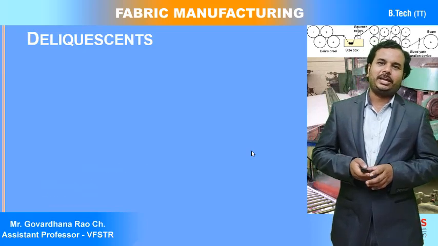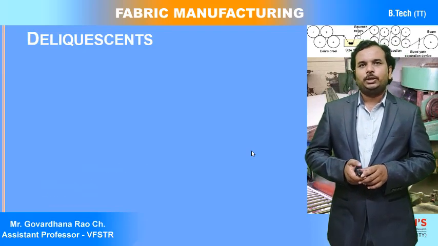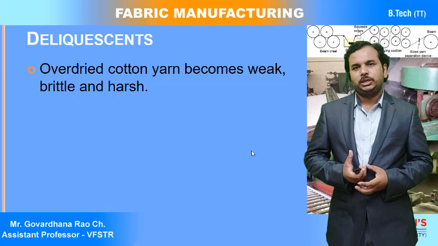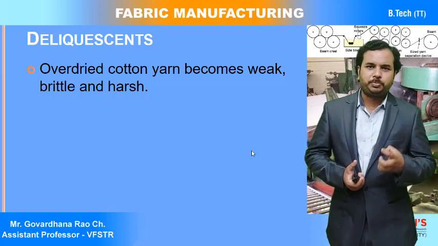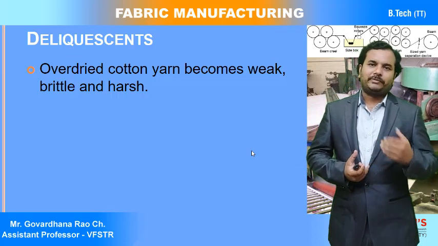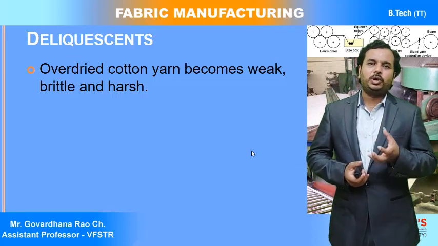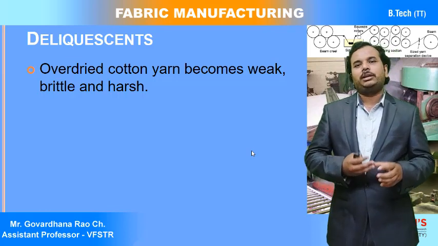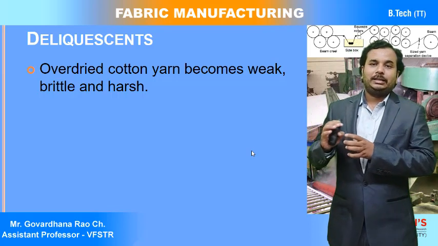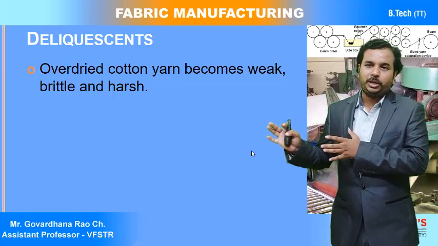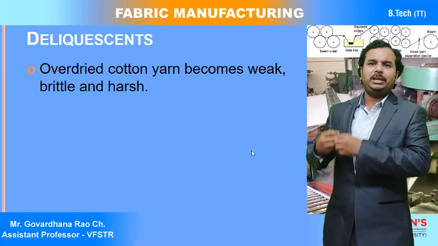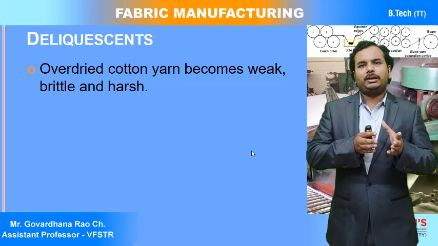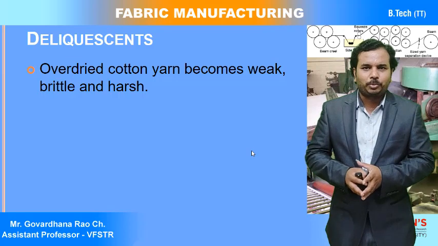Now the first secondary ingredient is deliquescents. Over-dried cotton yarn becomes weak, brittle and harsh. After application of the size paste, the yarn goes for drying. Then after drying, the beam is kept on the floor, or it is taken into the weaving machine after 1 day or 2 days, like that. So after the size application, there is a drying process.